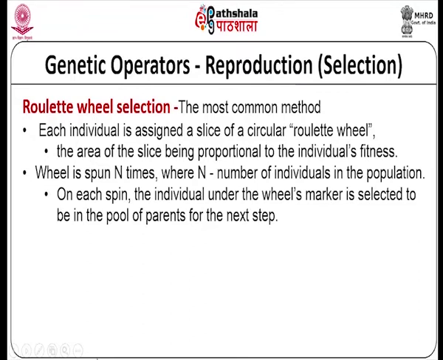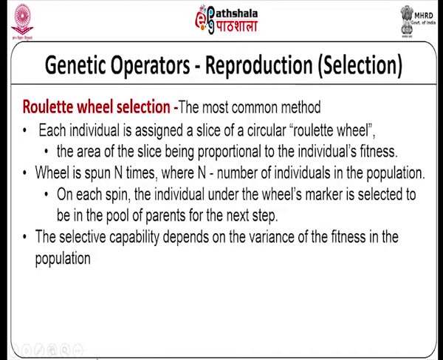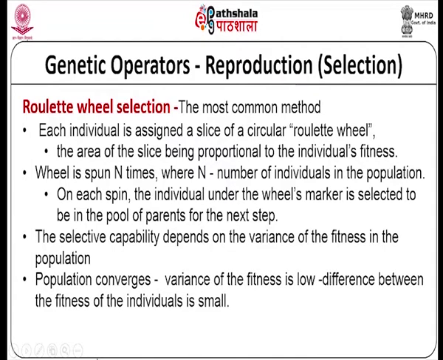So, you start with the population. Remember, what is our job here? We want to select a number of individuals from the population. So, the wheel is spun n times, where n is the number of individuals in the population. On each spin, the individual under the wheel's marker is selected to be in the pool of parents for the next loop. So, we are trying to select the parents for the next loop. This selection capability depends upon the variance of the fitness in the population. If you have enough variance only, it will work out well.